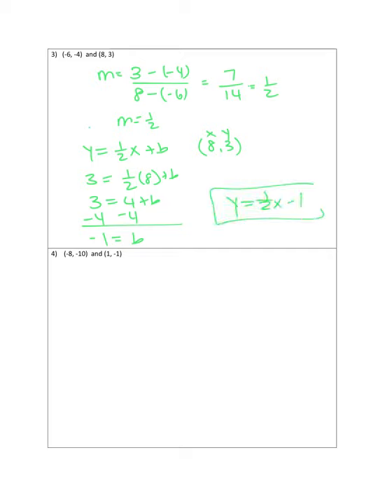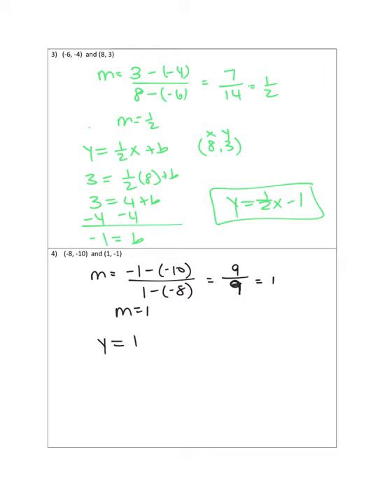For the next one, my slope, I'm going to subtract: negative 1 minus negative 10 over 1 minus negative 8. That's going to give me 9 over 7. No, sorry, 9 over 9. All right, 1 plus 8 is 9. So 9 divided by 9 is 1. I have a slope of 1.